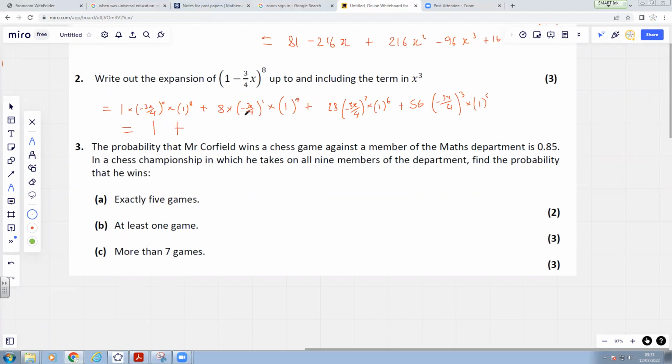Okay, 3/4 of 8 is 6, so that's going to be minus 6x. I just put a plus there. Okay, 3/4 squared is 9 over 16. 9 over 16 times 28 is actually going to give you 63 over 4 x squared. Feel free to use a calculator there, obviously. And the minus becomes plus because of the squared. And then lastly, the next term, once you've worked it all out, I think it's going to be 189 over 8x cubed.